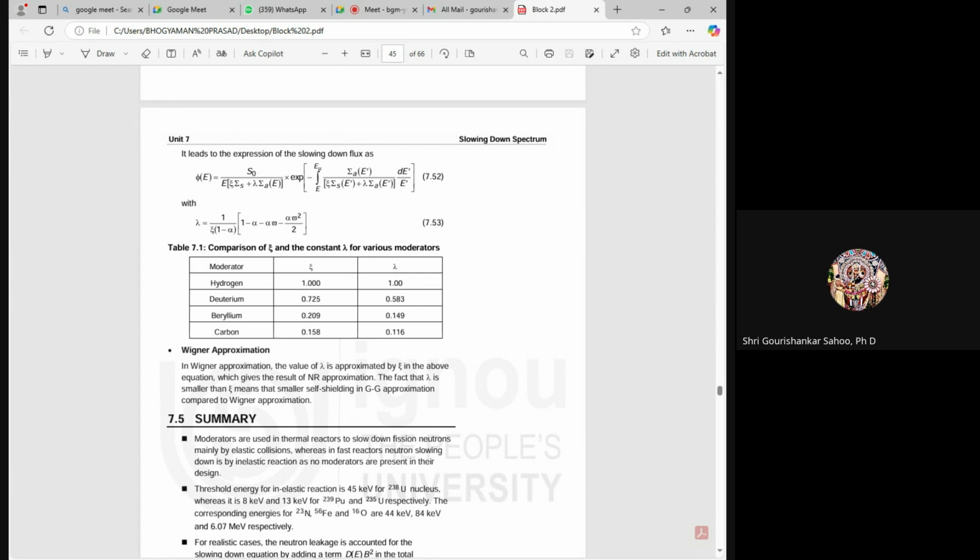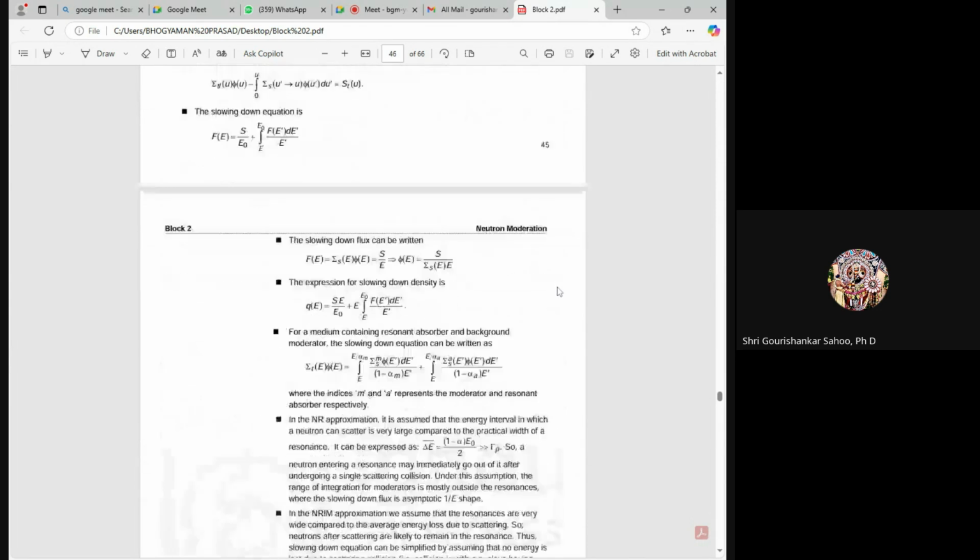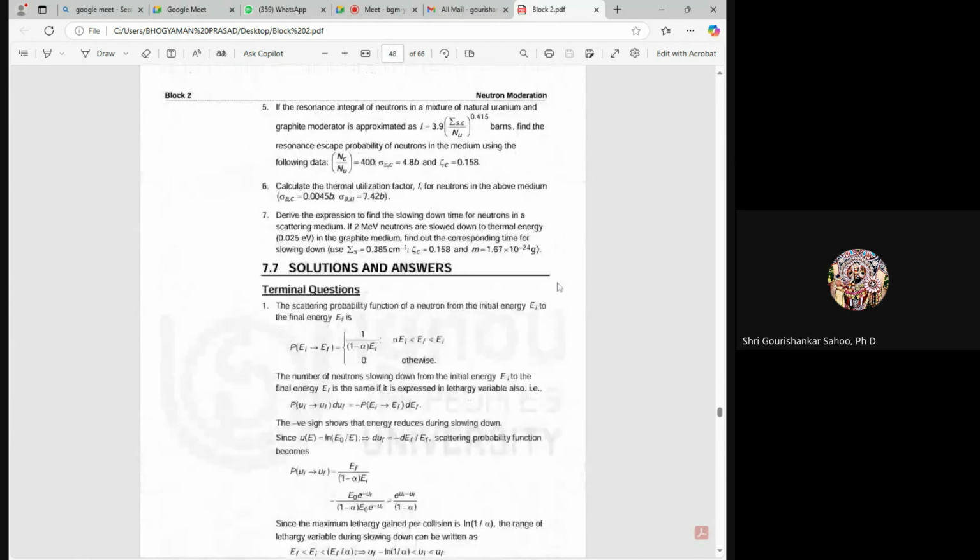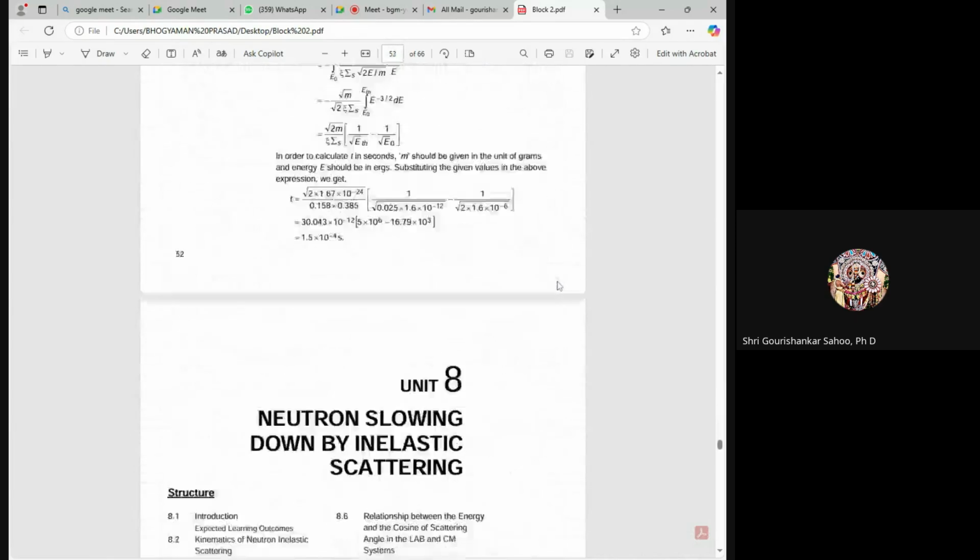Then you have the Wigner approximation. The value of lambda is approximated by Xi, which gives the result of the NR approximation. Lambda is smaller than Xi, which means smaller self-shielding in the GG approximation compared to the Wigner approximation. Then you have some terminal questions and some worked out examples in your material.